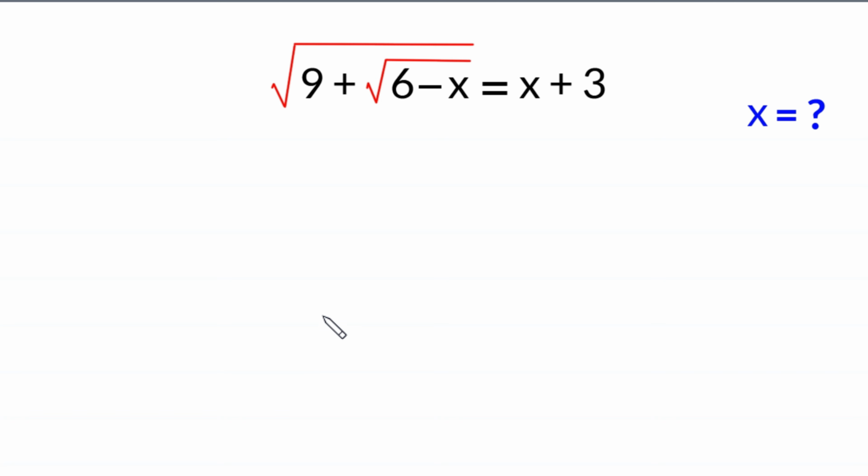Hello everyone, welcome to how to solve this very nice radical equation. The square root of 9 plus the square root of 6 minus x equal to x plus 3. Our job is to find all possible values of x.